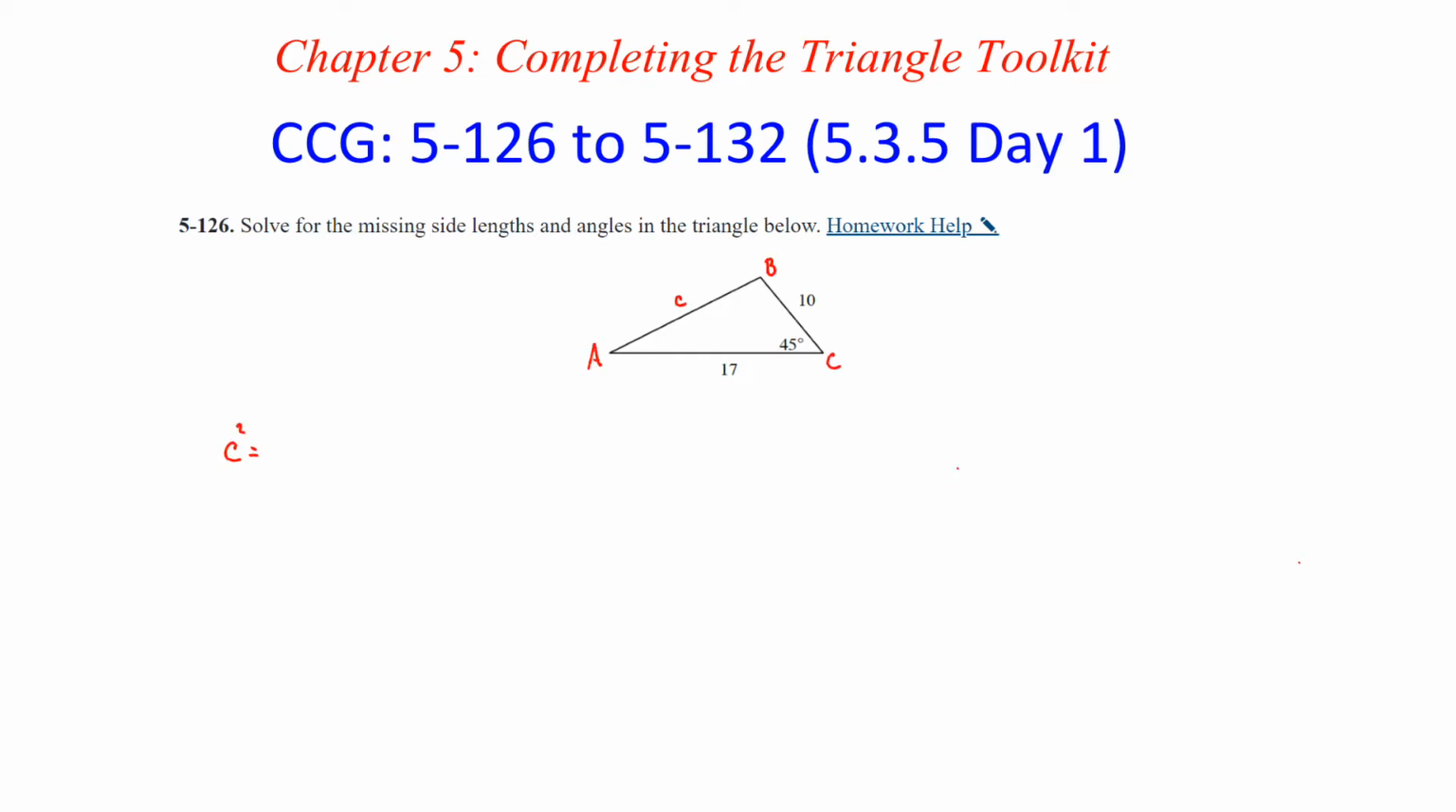So C squared is equal to A squared plus B squared minus 2 times AB times cosine of the included angle of 45 degrees. I'm going to plug this whole thing into the calculator and then take the square root of it. So C squared is equal to approximately 148.58. I'll leave that whole thing in the calculator and take the square root of it to get the most accurate answer. So C is approximately 12.2.